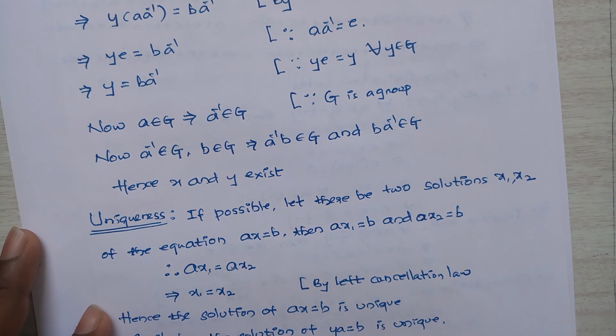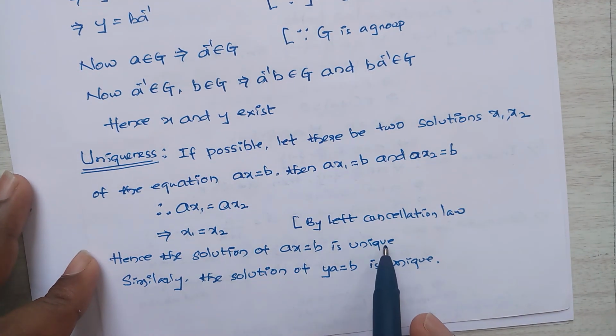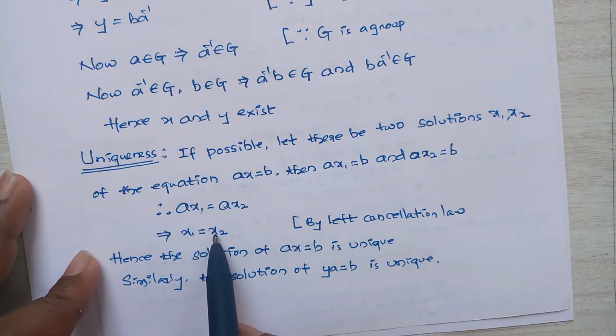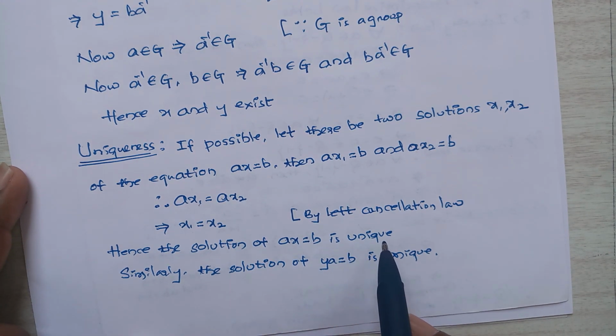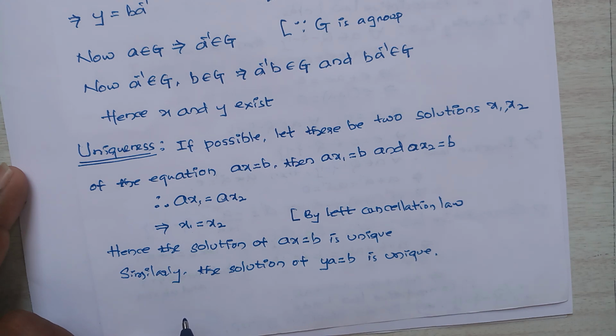Hence the solution of Ax is equal to B is unique, because here x1 is equal to x2. In the similar manner we can check that Ya is equal to B also has a unique solution. So with this the proof of the above example is over.